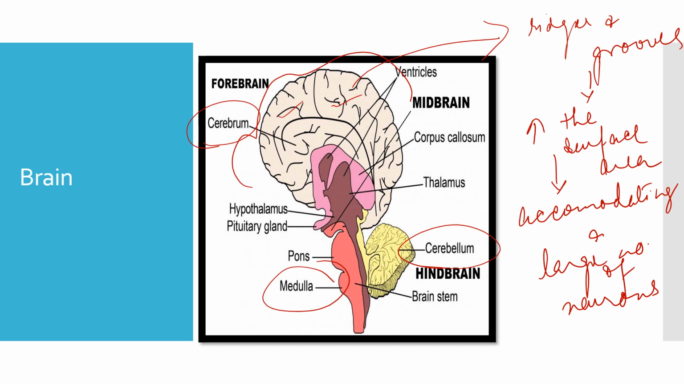Now the human cerebrum contains 9 billion neurons. These notes I'll be giving you at the end of this lesson. I have made the notes and I'll give you the notes also. So 9 billion neurons are there in this cerebrum.